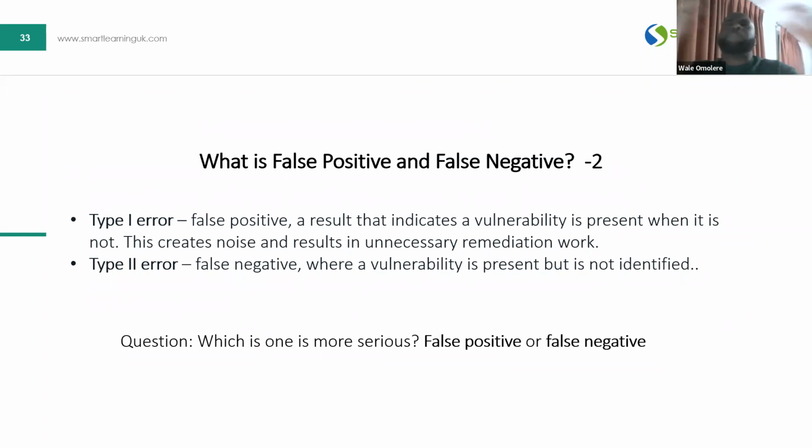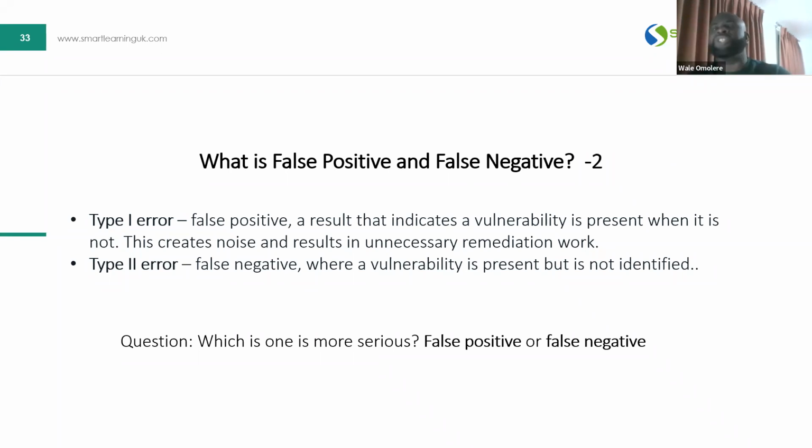So false positive and false negative can also be called type 1 error or type 2 error. I thought I should include this on the slide, though I've already explained it. In case you're reading a text or you go for an interview and they start using this lingo, type 1 and type 2 in vulnerability management, you just know that they are talking about false positive and false negative. Type 1 error, false positive; type 2 error, false negative.